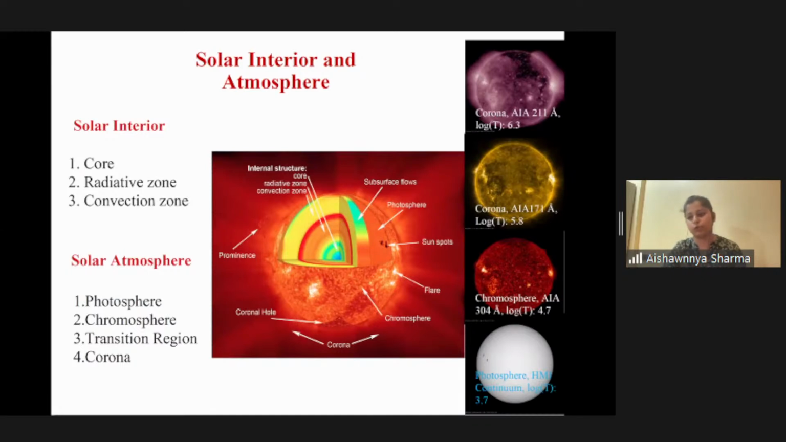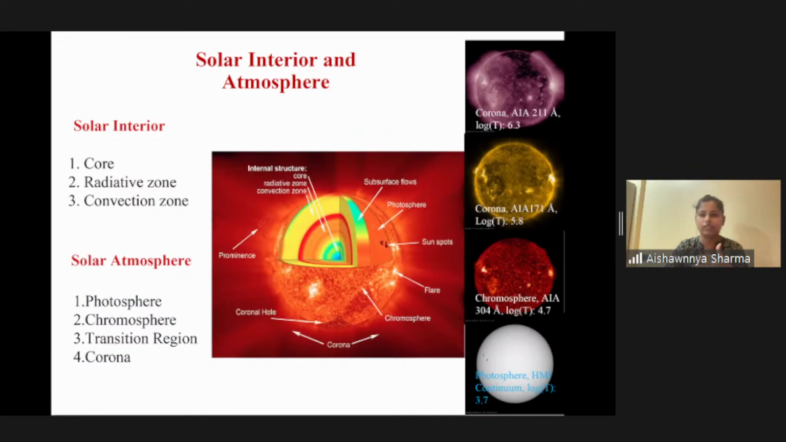The photosphere is around 550 kilometers thick, and it has a temperature of around 6000 Kelvin. Then just after the photosphere, there is another atmospheric layer. Again, we cannot see these with our naked eye. The chromosphere is around 2000 kilometers. Then we have a very thin region called the transition region, around 100 kilometers thick, where all the dynamic activities happen. And finally, we have the outermost atmosphere, the corona.